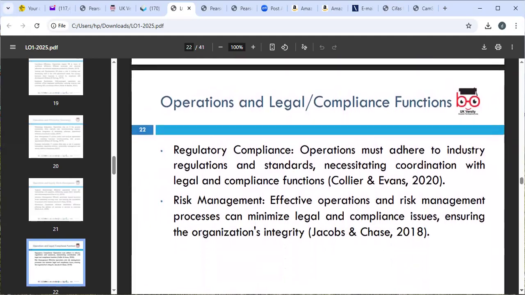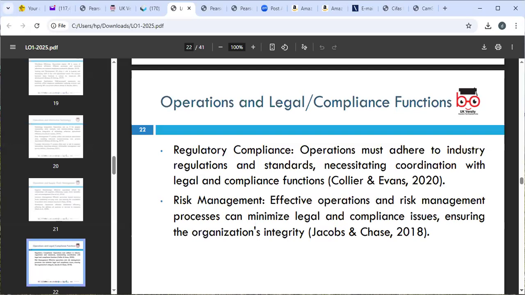Operations and legal compliance. Every organization, wherever it functions, whether in the UK or outside the UK, has compliances to adhere to. Africa may have the GRA, revenue departments and all that. You may also have standardizing compliances when the product has to go beyond the UK to the outside world. Okay, so regulatory compliances: operations must adhere to industry regulations and standards, necessitating coordination with legal and compliance functions, Collier and Evans 2020.